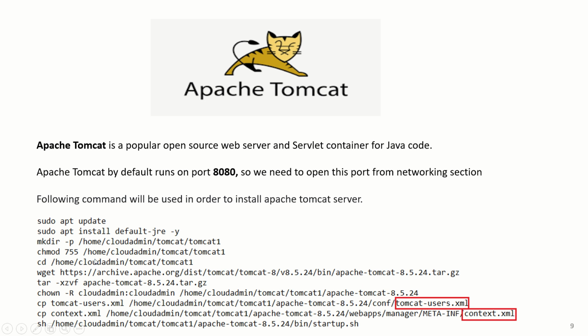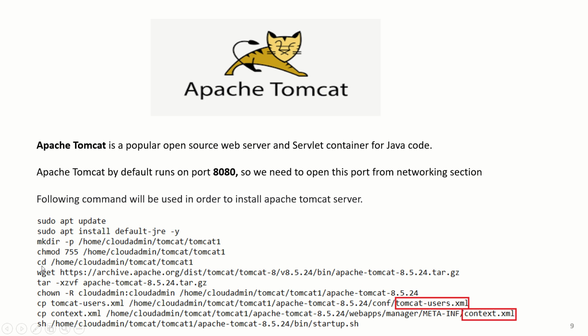Once that is done, we need to change the permission of this directory. 755 is basically three permissions: the first digit is for the user or owner, the second is for the group, and the third is for others. We use the numbers 4, 2, and 1: 4 is for read, 2 is for write, and 1 is for execute. So 4 plus 2 plus 1 is 7, meaning the owner has complete permission, while the group and others have 4 plus 1, that is 5. They only have read and execute permission and don't have write permission to this tomcat1 directory.